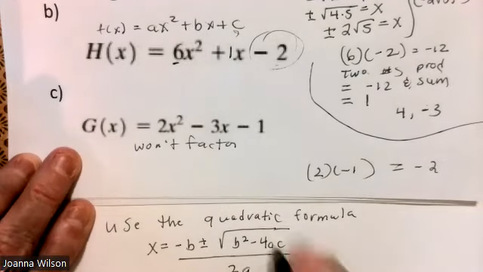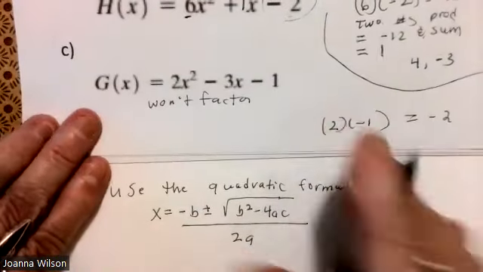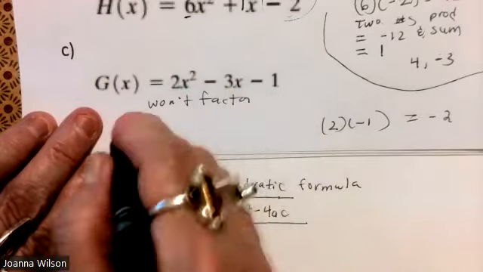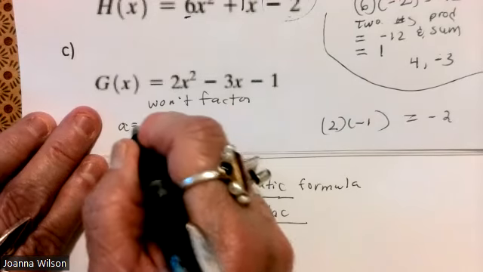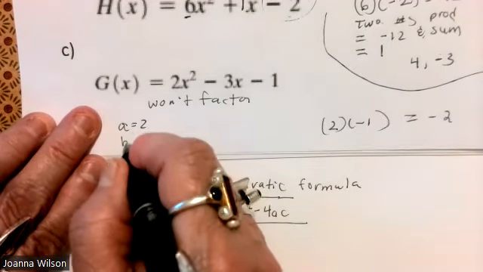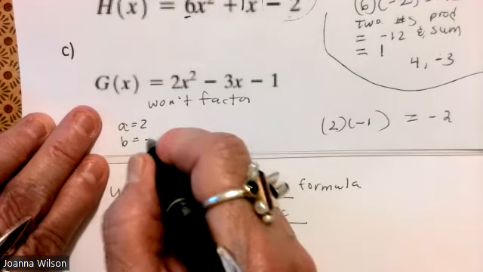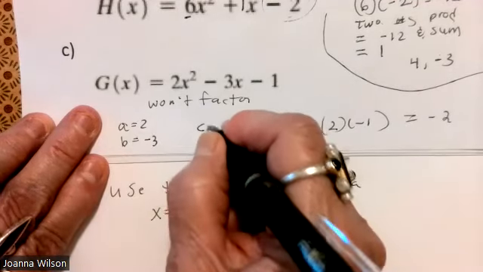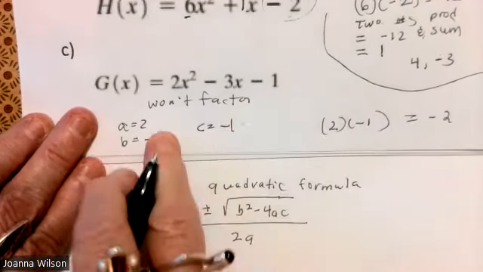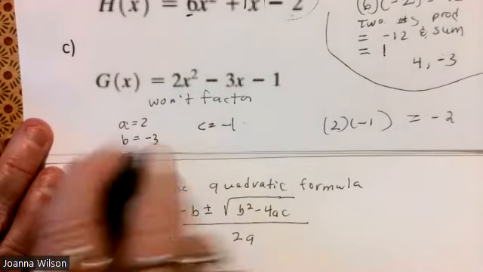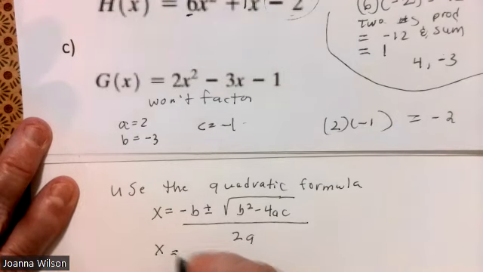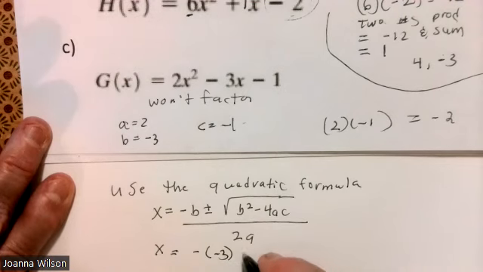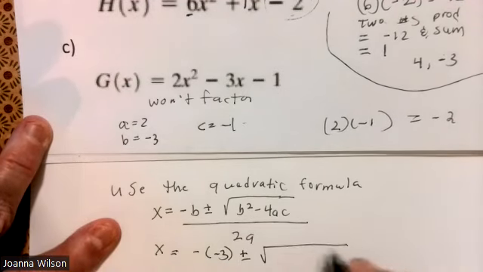Okay, and then where the A and the B and the C come from, it's up here. If this is in the right order, then A is the first coefficient, B is the second coefficient, and C is the last term. So that's A, B, and C there. Then I'm just going to substitute these values in here. And be careful with your signs. That's where I see a lot of the mistakes.